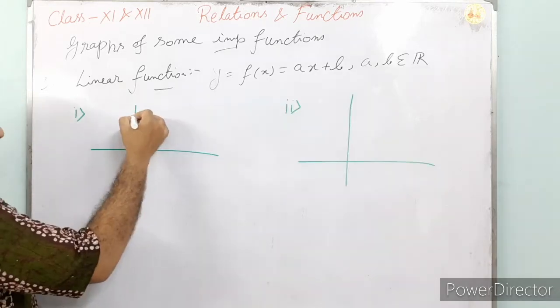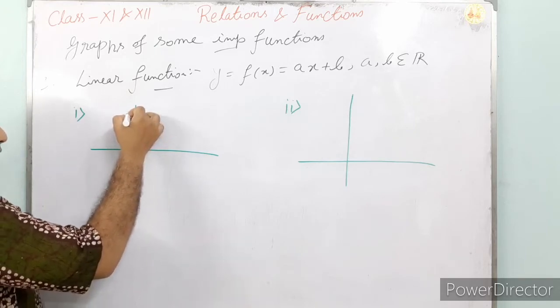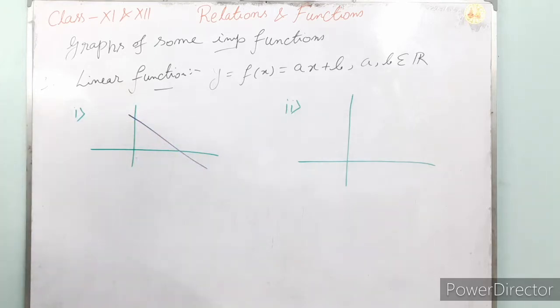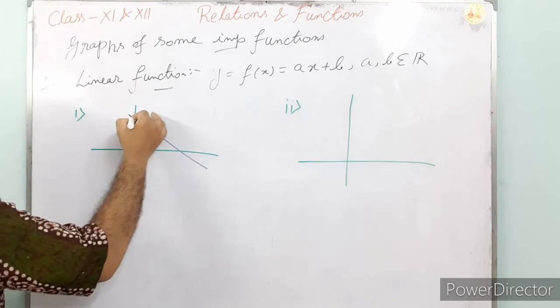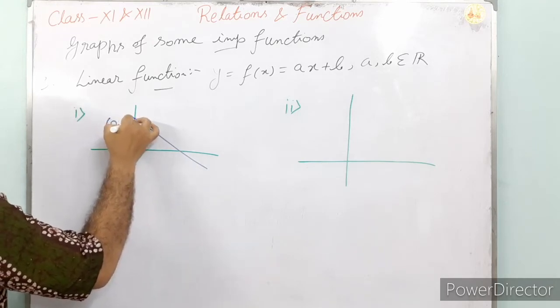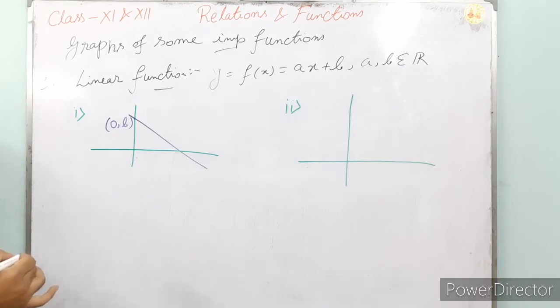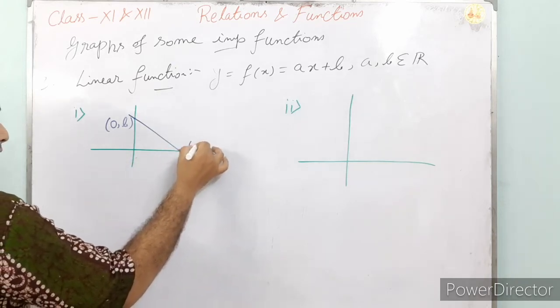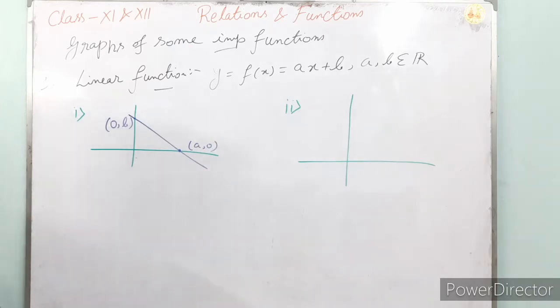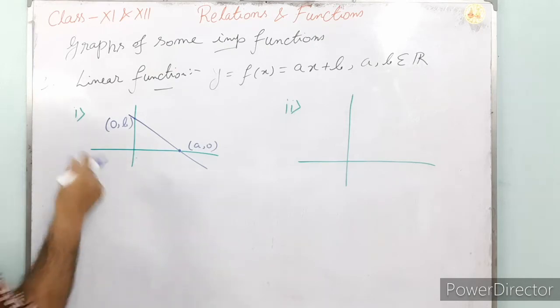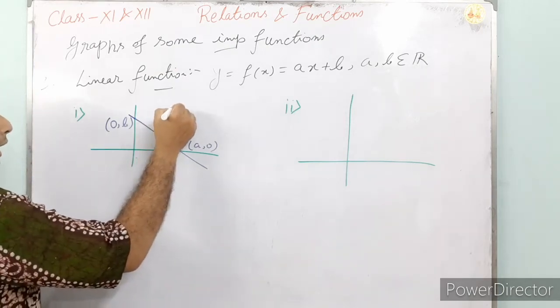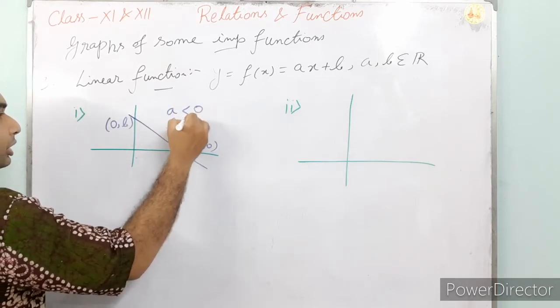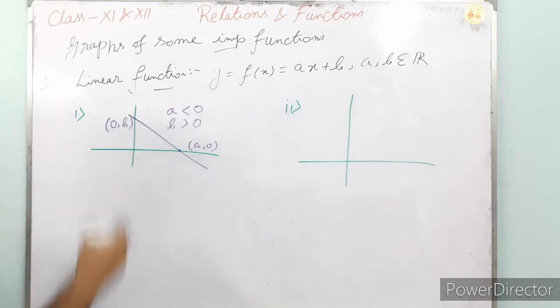Number one, that means the line will go in this direction, where this point is (0, b) and this point is (a, 0). Here a is negative, a is less than 0, and b is greater than 0. If this is the condition, then the line will be this one.